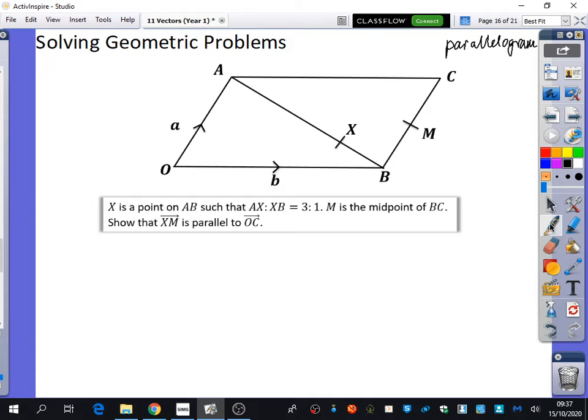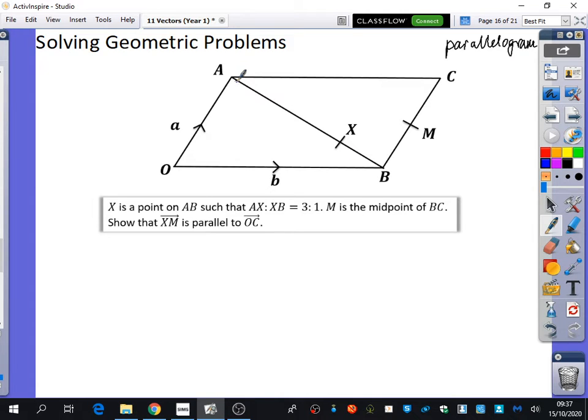Now, when there's a lot of information in a question, I like to just deal with a few bits to begin with, add some stuff to my diagram, and then be like, okay, cool, I've dealt with that bit of the information. I'm now going to move on to the next part. So first of all, I want to deal with this thing where it says that AX to XB is 3 to 1. So what does that mean?